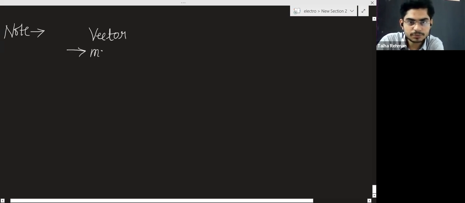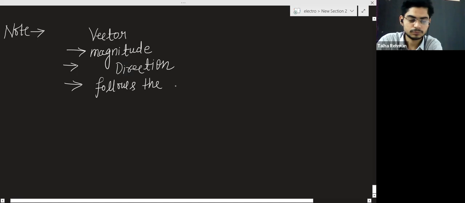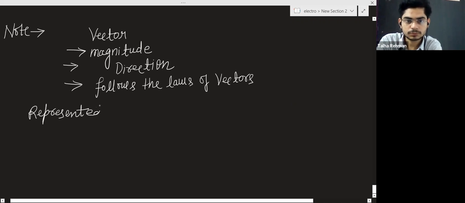Now, a vector has magnitude, a vector has direction, and a vector also follows the laws of vectors. This is a vector. A vector is represented like this. Suppose I am saying A is a vector, so I will write A like this, with an arrow: A vector.